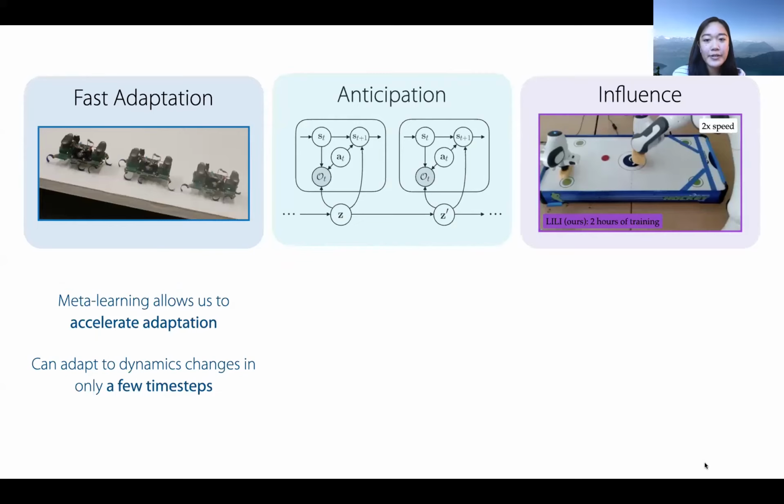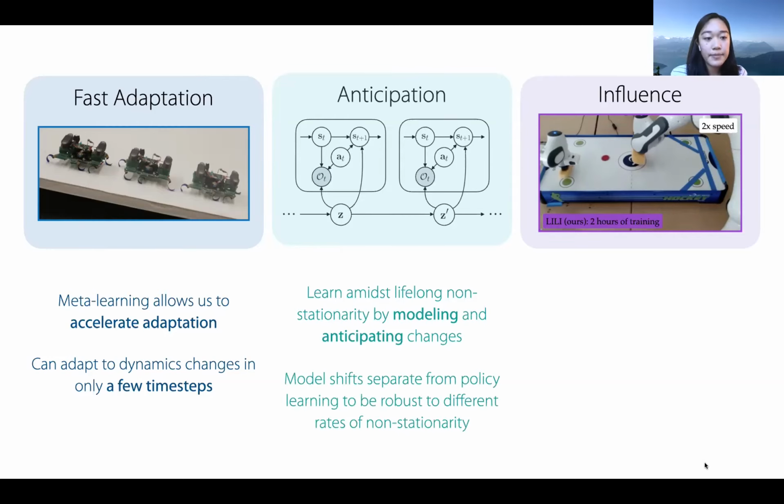The takeaway here is that in order to handle environments with persistent non-stationarity, we can often model and anticipate these changes, which then allows robots to instantaneously adapt to them. Also, since LILAC is modeling environment shifts separately from policy learning, its performance also doesn't change under these different rates of non-stationarity, which is a nice property.